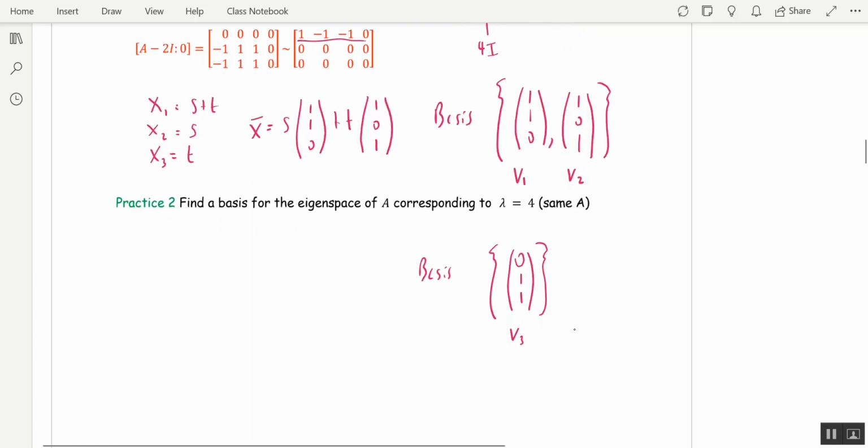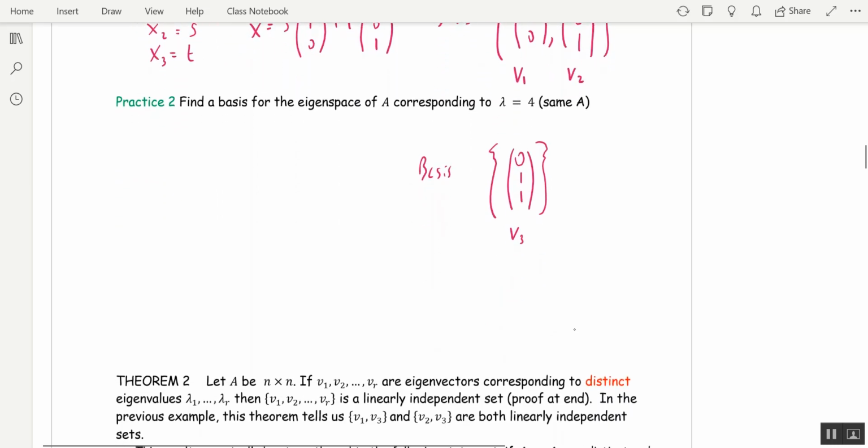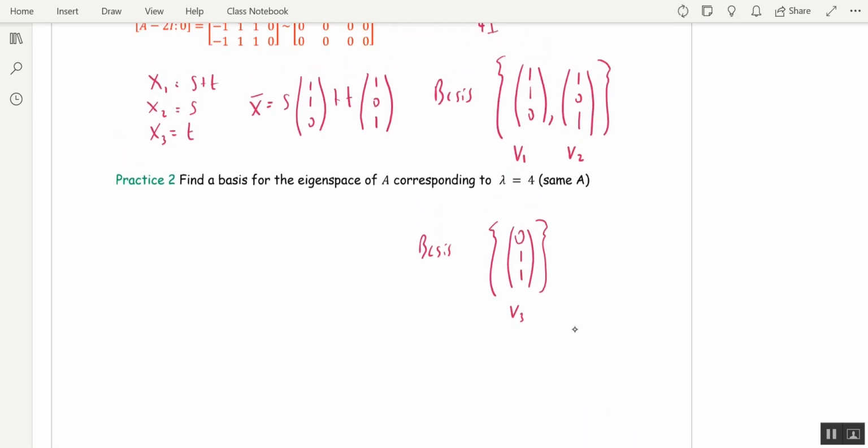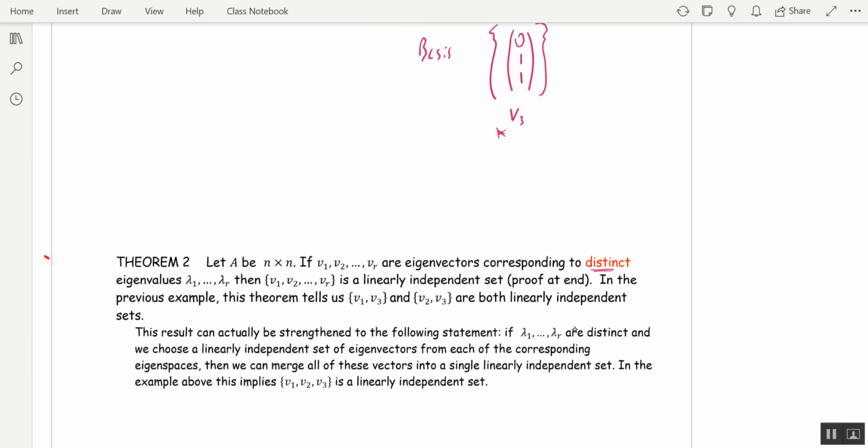So let's look at this theorem now in terms of V1, V2, and V3. The theorem says if you have eigenvectors corresponding to distinct eigenvalues, then they're linearly independent. So that tells me that if I group V1 with V3, those two vectors are linearly independent. V2 is also linearly independent with V3. But I can make a stronger statement, and that's right here. I can toss them all into a single set, and that set is linearly independent.